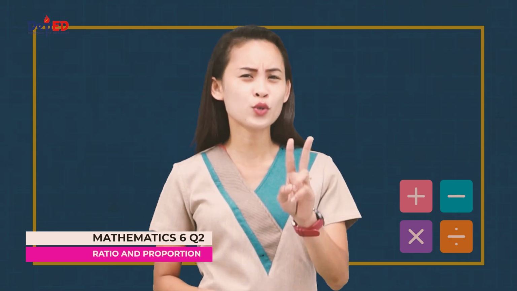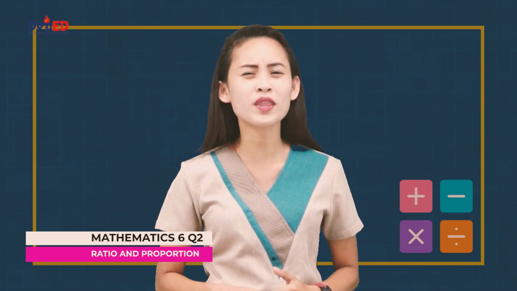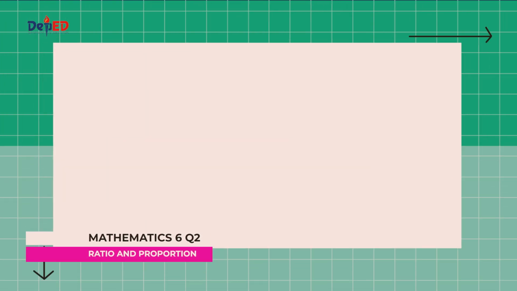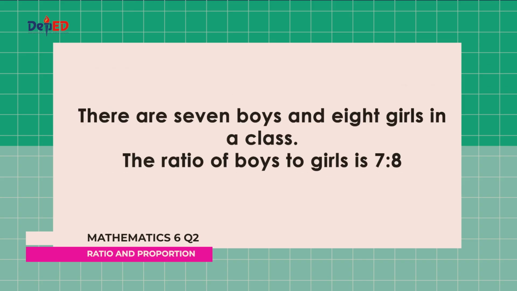Again, a ratio is used to compare two or more quantities with the same units. Let's have example number 1. There are 7 boys and 8 girls in a class. The ratio of boys to girls is 7:8.